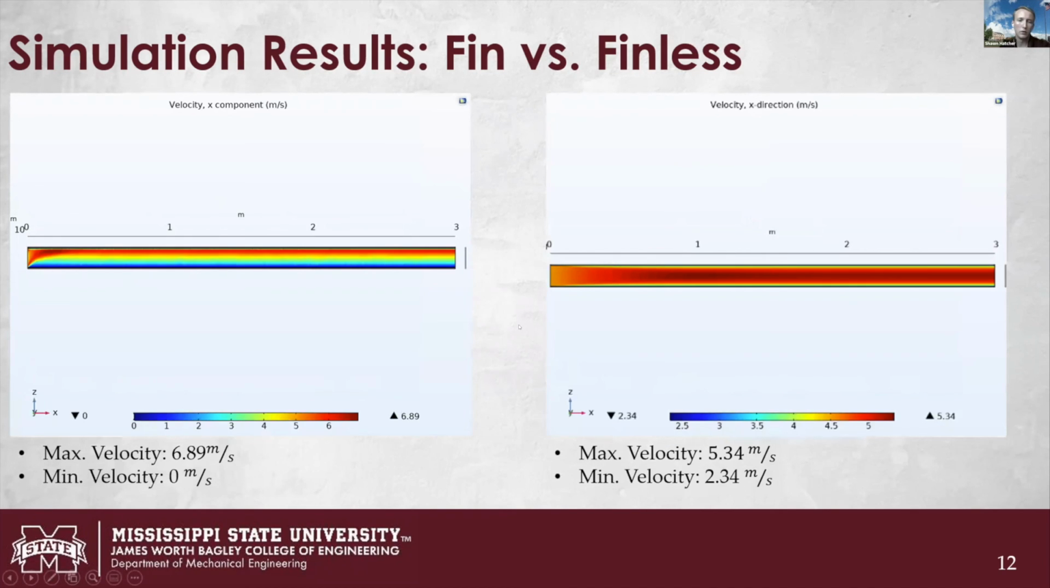So here are some velocity plots that I accumulated from the simulation results. Again, the one on the left is the fin, and the one on the right is the finless. As you can tell, there's something different happening between the two geometry files. The one on the left has a higher max velocity of 6.89 meters per second, compared to the finless at 5.34. The finless follows a traditional velocity profile, a parabolic curve, but the fin section does not follow that, because it has rotational and axial flow through the pipe.